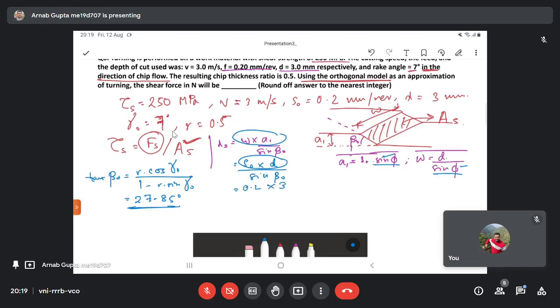Now just simply substitute the values. Be careful with the units. Here it's given in millimeter per revolution. It may be given in millimeter per minute, and RPM might have been given. So in that case, you have to divide it by RPM to get millimeter per revolution. Okay. So be careful with all those things.